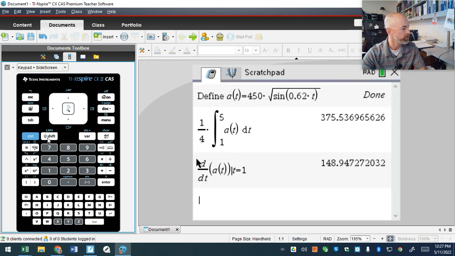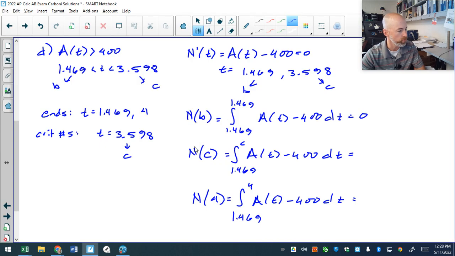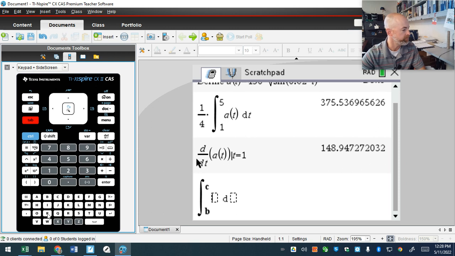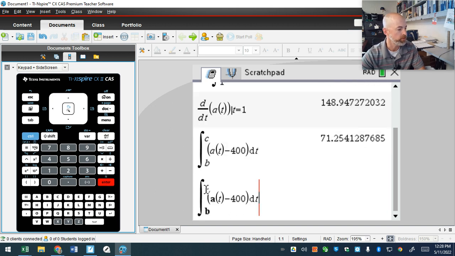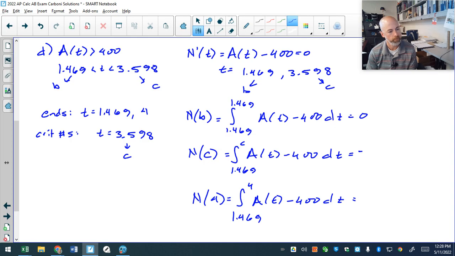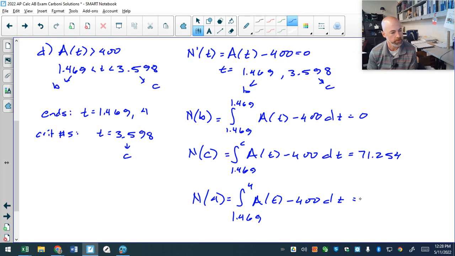So back here, shift plus. Now I stored that lower value for B, so I'm having to be careful there. B to C of the function A of t minus 400 dt, control enter. And then I'll go ahead and do the next one as well. That was from B to 4. We have 71.254. And the other one was 62.338.